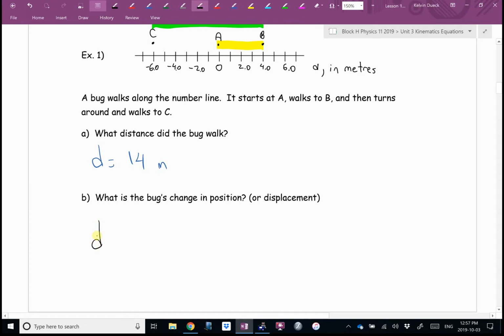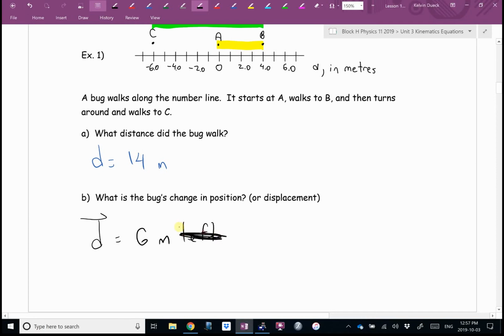What's the bug's displacement or its change in position? Where did it start? 6. It's not 6. Where did it start? 0. Where did it end up? Careful, please. So what's its displacement? Not 6. You could either, don't write this down, you could say 6 meters left, but what's a shorter, better way to write left?